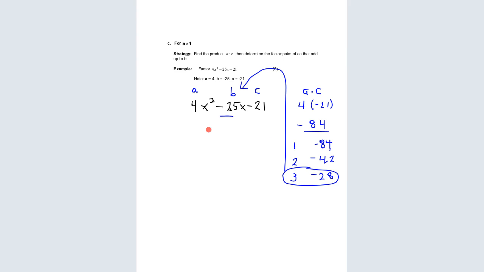Unfortunately, with the lead coefficient other than 1, we have to do some more work. What we do is we break that middle term down into the things that add up into it. So I'm going to write minus 25 as 2 like terms. Negative 25x is the same as negative 28x plus 3x. I'm going to write down everything else that goes along with it.